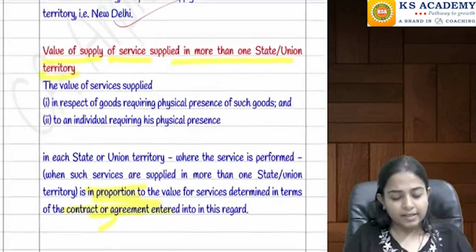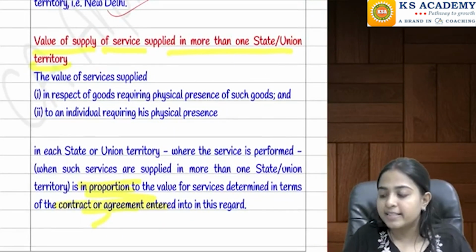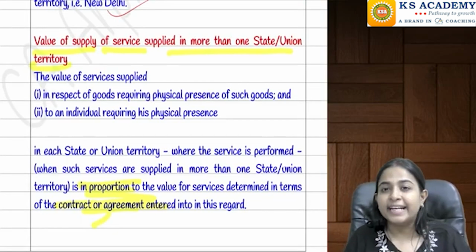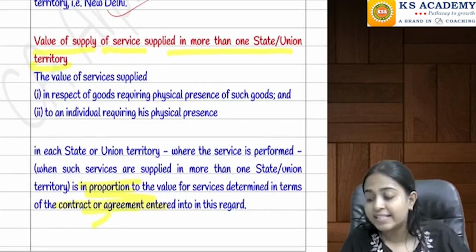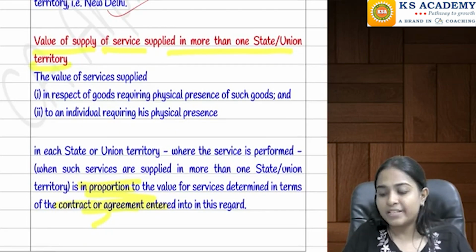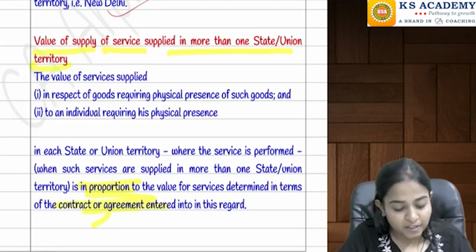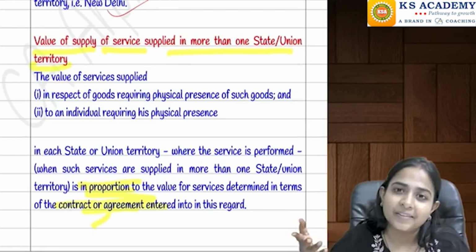Now listen. Can we say whenever physical presence of goods is required, or whenever physical presence of any individual is required for providing of any services, then in that case, what was the place of supply? The place of supply was the place where the services were actually performed. Can there be a possibility that services are performed in more than one state?